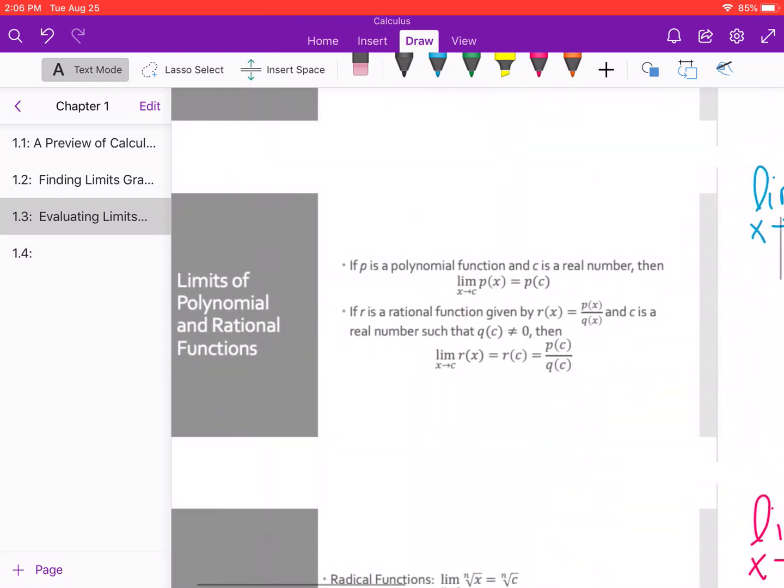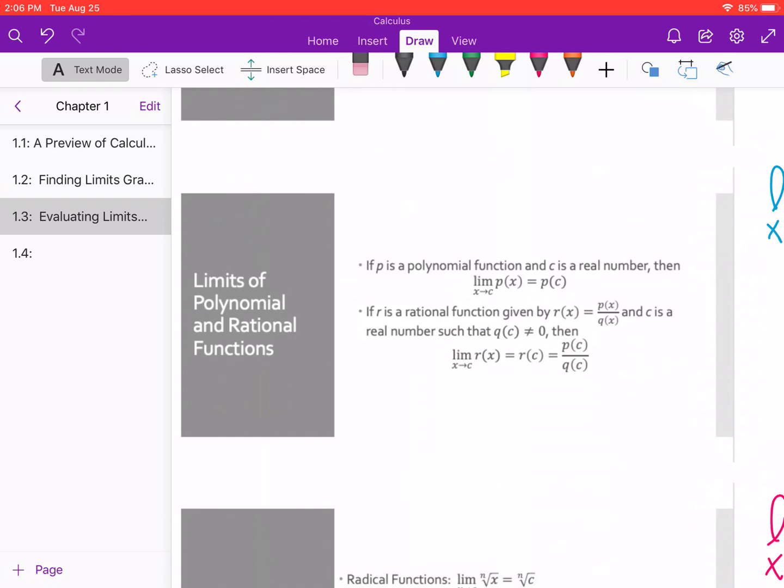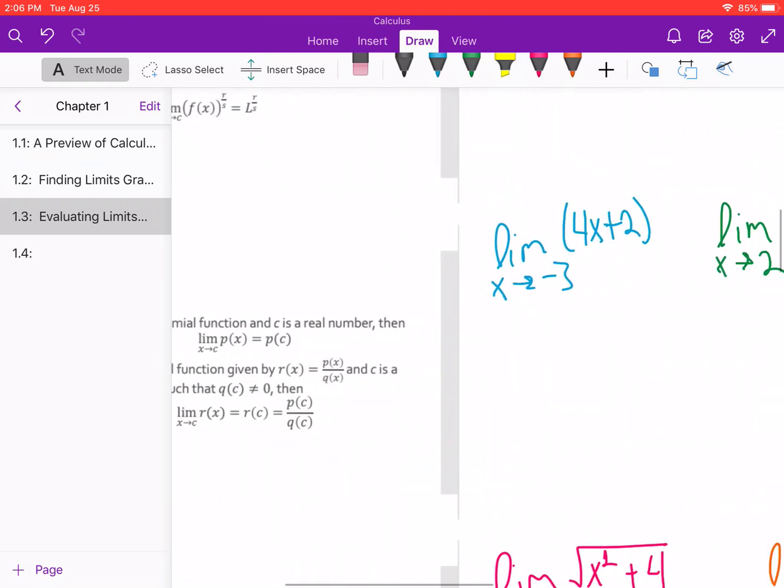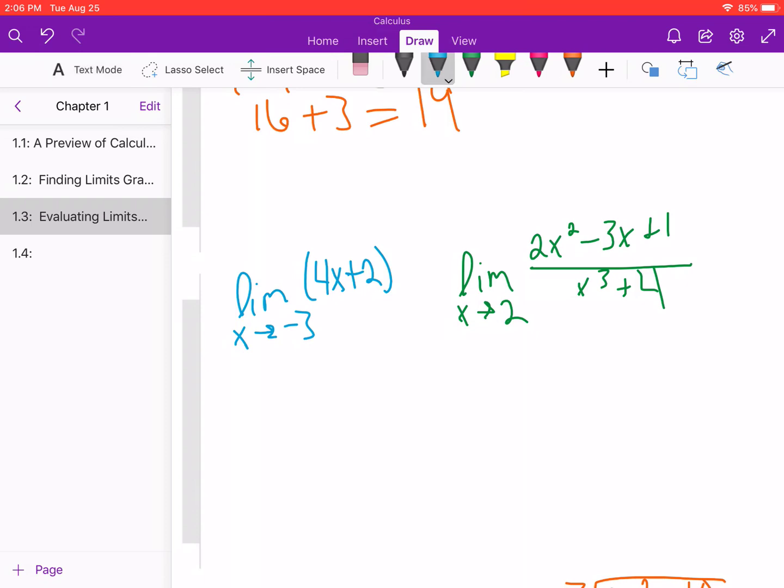All right, more rules for limits. So polynomial and rational functions. Basically, what you have to do is just plug in that c value for both of them. Rational functions, make sure that the denominator doesn't go to 0. If it does, we'll talk about that later. But basically, we are just plugging in our numbers. So let's look here. The limit as x approaches negative 3 of 4x plus 2. All we're going to do is plug in negative 3 for x and evaluate. So 4 times negative 3 is negative 12 plus 2 is negative 10. So our limit is negative 10.